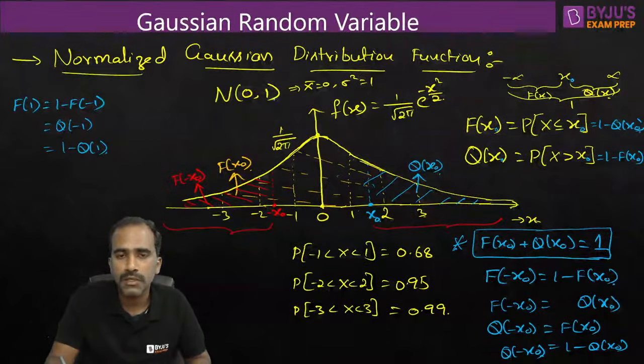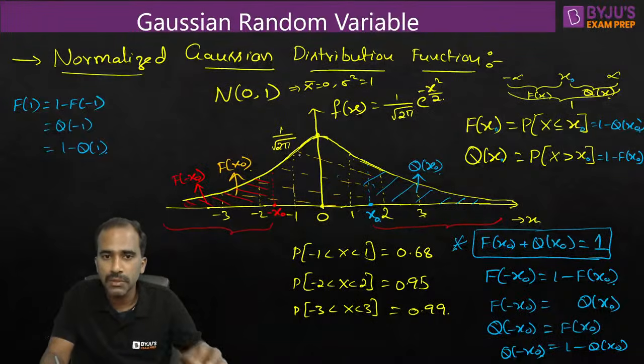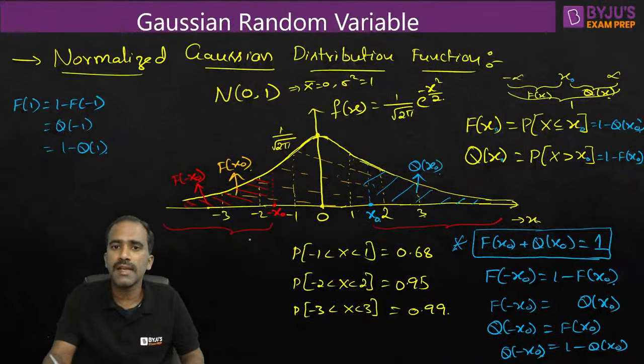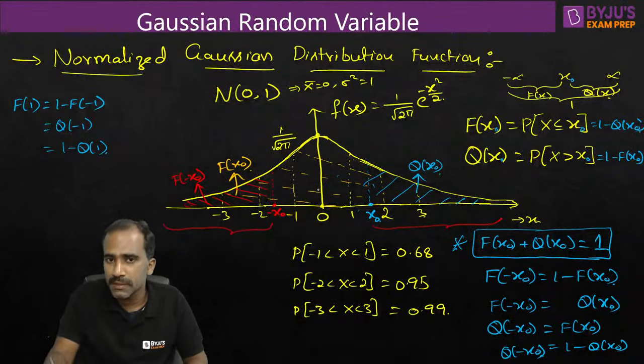F of 0 means what? In a normalized Gaussian distribution function, F of 0 means the area till 0. What is the area till 0? The total area is 1. We know that much. And we know that it is symmetric. So whatever is the area till 0, the same is the area from 0 to infinity also. How much is that area?